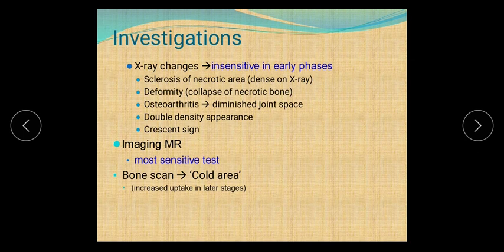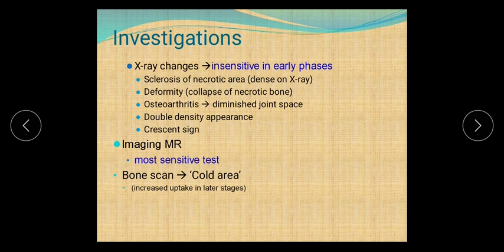And coming to the investigations, X-rays in the early phase are insensitive, that is, it does not detect many patients. Then X-ray findings would be sclerosis of the necrotic area seen as a dense opacity on the X-ray, presence of deformity, that is due to collapse of the necrotic bone, and presence of secondary osteoarthritis, which can be noted by diminished joint space, sclerosis, osteophytes, etc. Then double density appearance and crescent sign. Crescent sign I will tell you later when I am showing the X-ray.